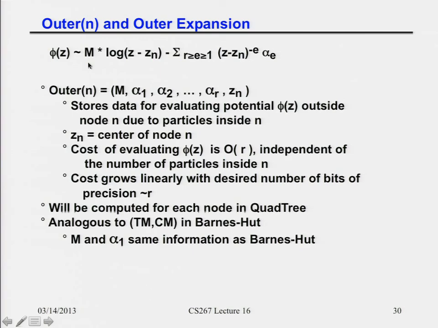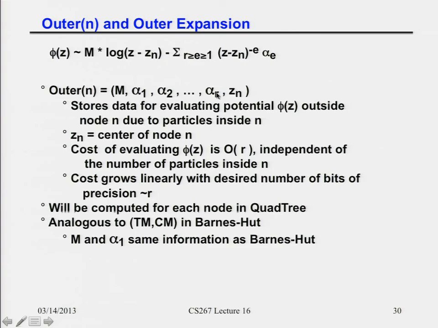And all I have to do is store this coordinate, the center of the box, so I know how to evaluate it, and then all the coordinates of the Taylor expansion, alpha 1 through alpha r. So that's what I'm going to be storing at every vertex, instead of just the mass and center. And if I threw away all the alphas, I'd have Barnes-Hut again.